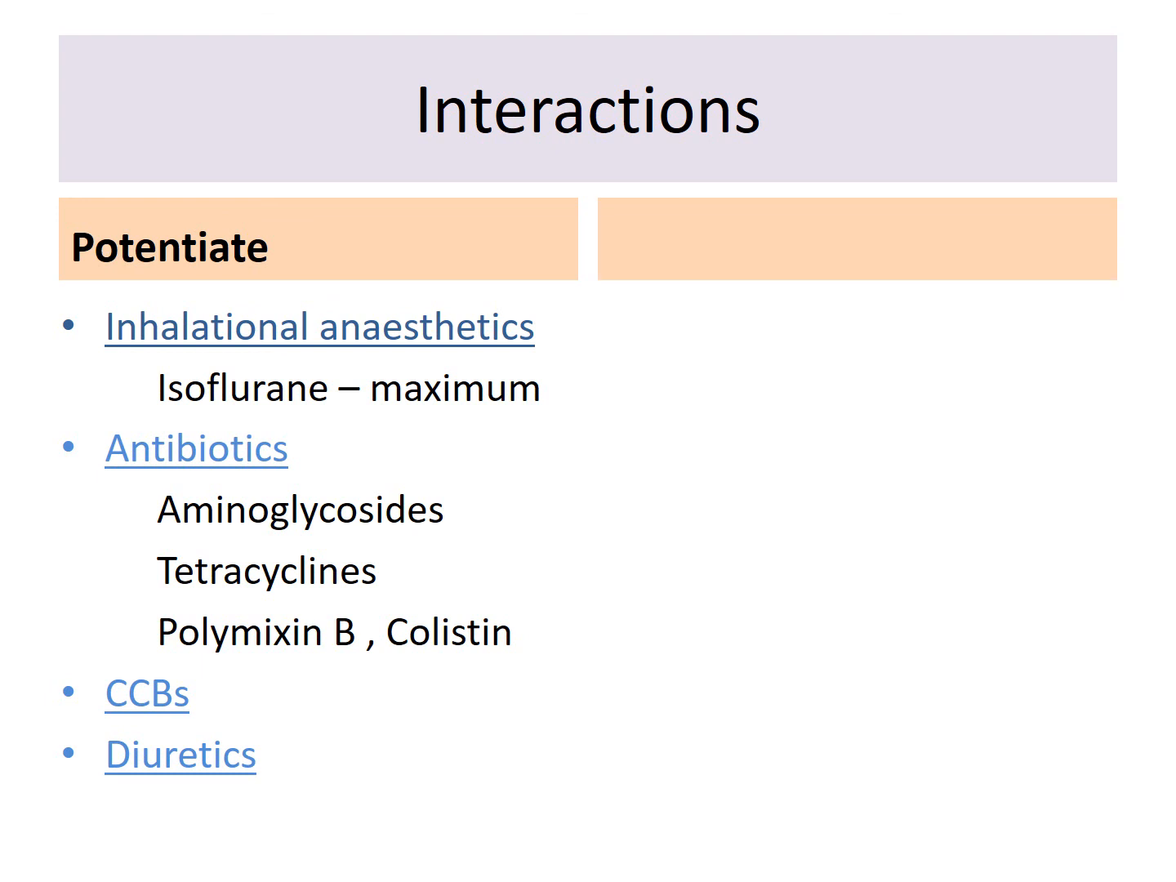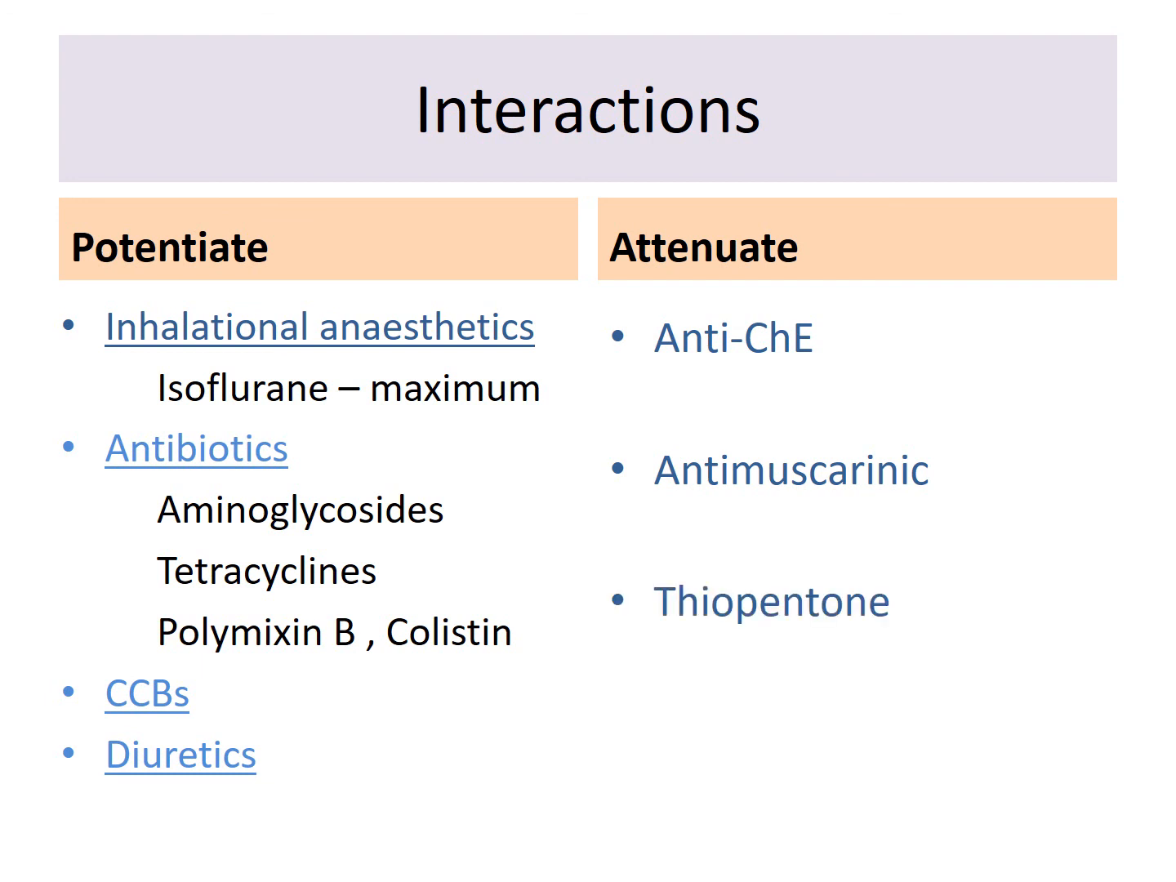muscle relaxant action. Next, a few agents which attenuate or inhibit the action of skeletal muscle relaxants. We have anticholinesterases, that means neostigmine and pyridostigmine, which reverse the neuromuscular blockers. Then anti-muscarinic agents, a very few, and thiopentone sodium. Thiopentone sodium is a barbiturate. So this is the end of this first part of skeletal muscle relaxants.